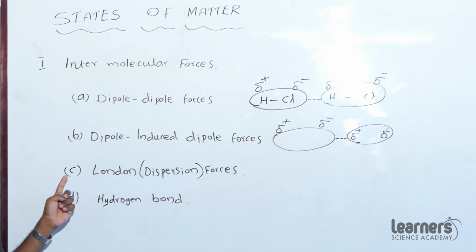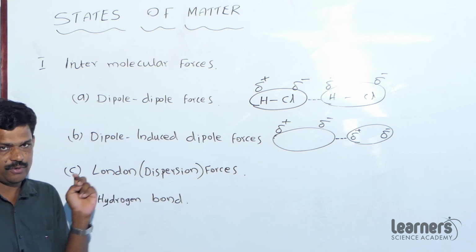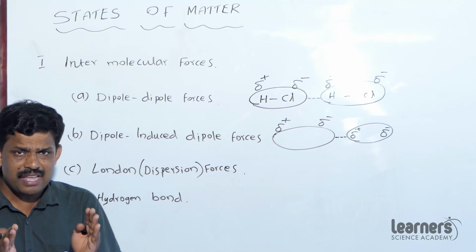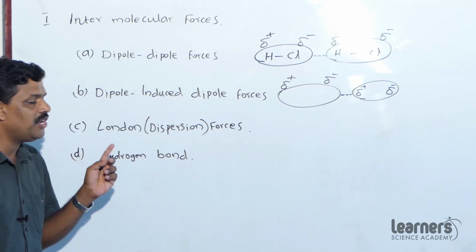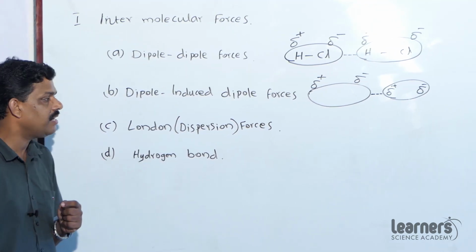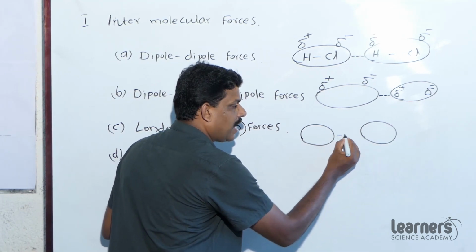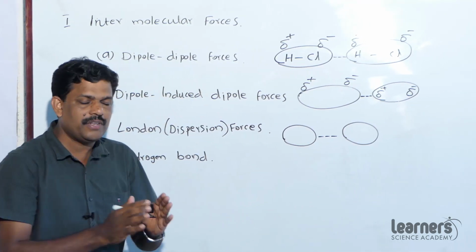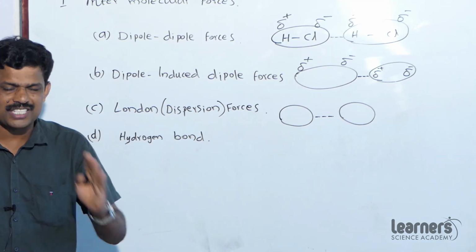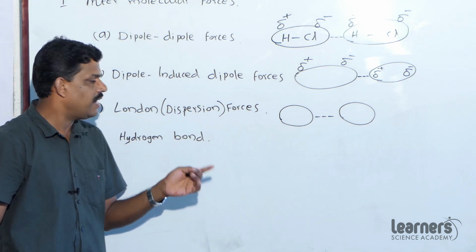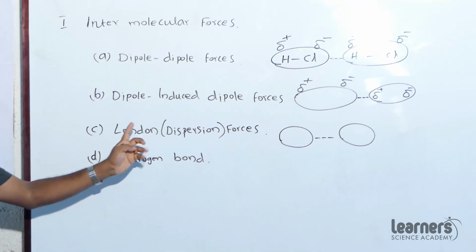Now the third force of attraction is London force or dispersion force. We know any body in the universe attracts any other body, according to Newton's universal law of gravitation. So there is an attractive force between any 2 bodies, and it is called London force, which is irrespective of charges and is the weakest among these intermolecular forces of attraction.